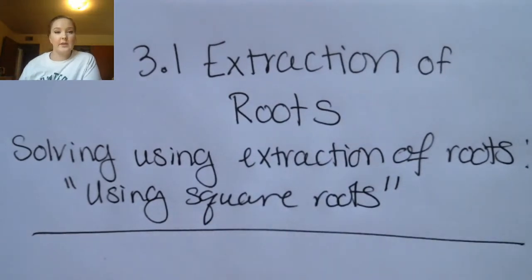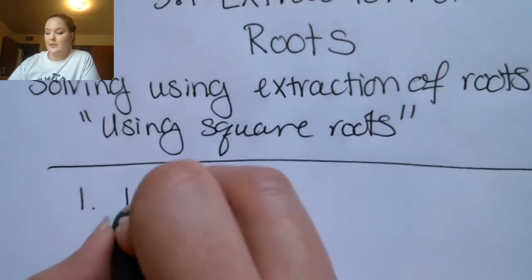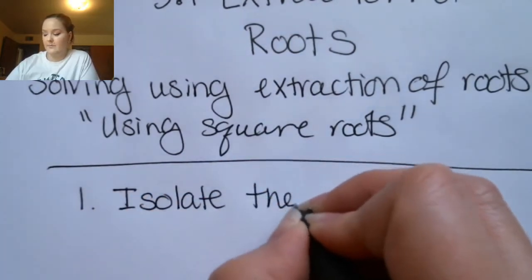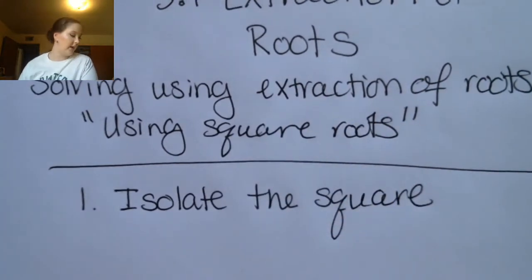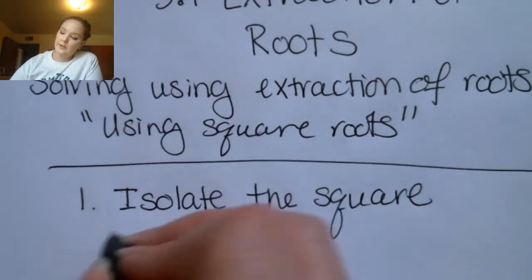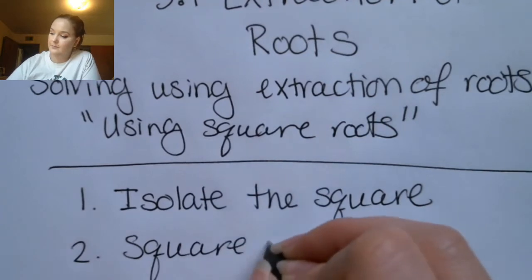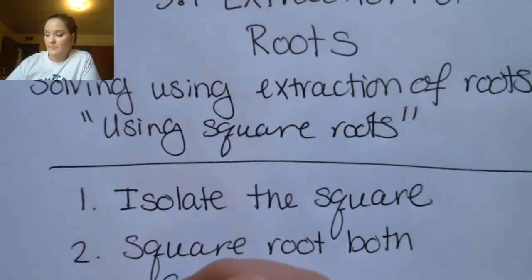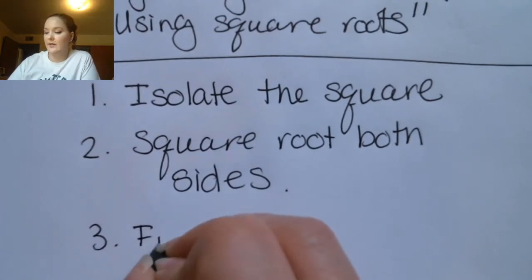So here are our steps to completing this method. The first thing we want to do is isolate the square. Then we are going to square root both sides. The third thing we're going to do is finish solving if necessary.